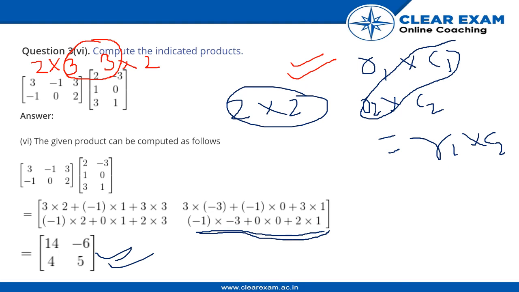For finding the last element, we first multiply -1 into -3, 0 into 0 and 2 into 1, and we get our final answer as this matrix.